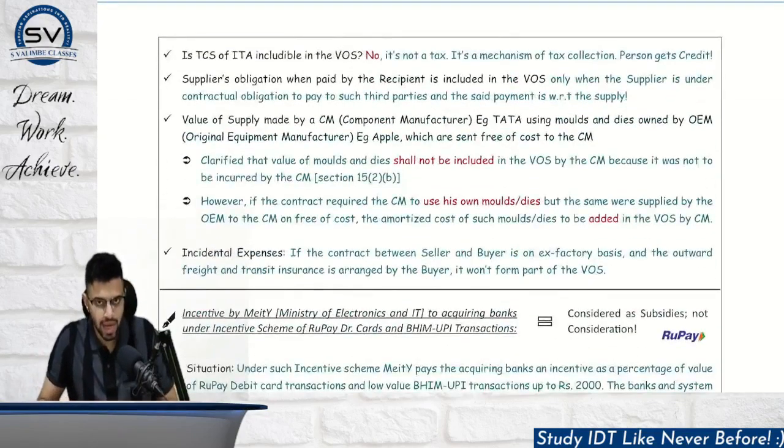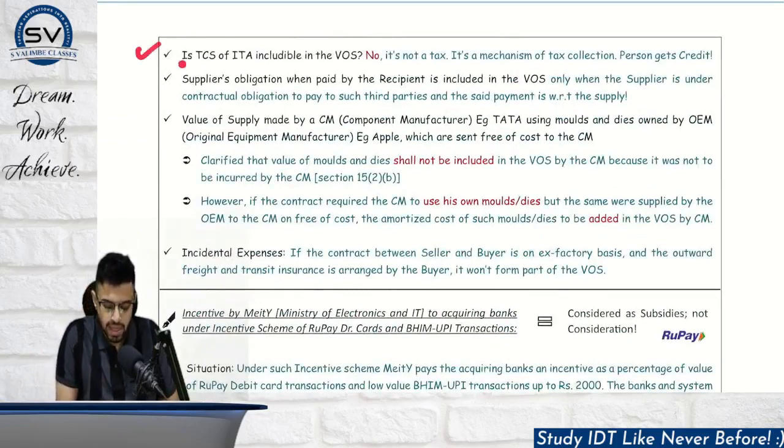Now, there are certain clarifications. Let's see. Is TCS of income tax act includable in value of supply? This is the wrong question. Why? Because TCS is not a tax. This is a way of tax collection. Hence, obviously it is not included.